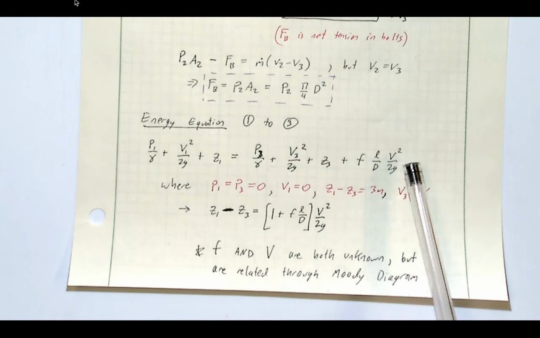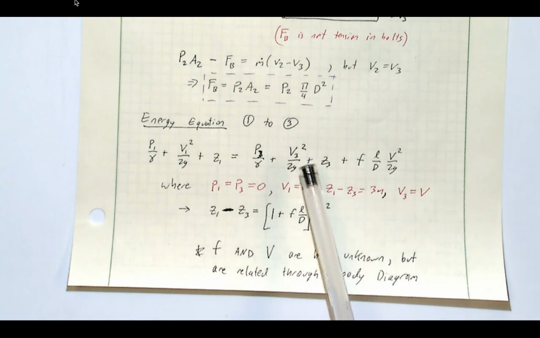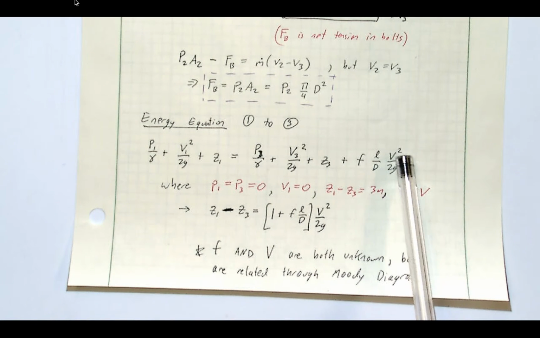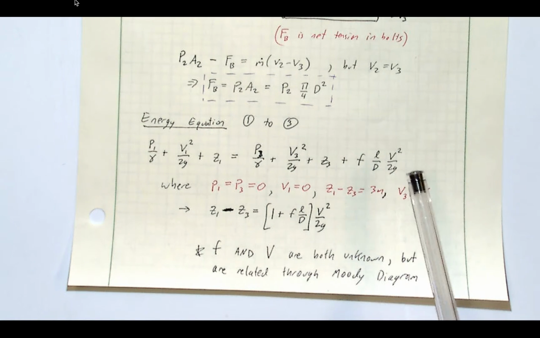So there's a distinction we need to make here. This is the velocity at 3, whereas this is the velocity through the pipe, and they're equal. Okay, so we label them differently, but they are equal.